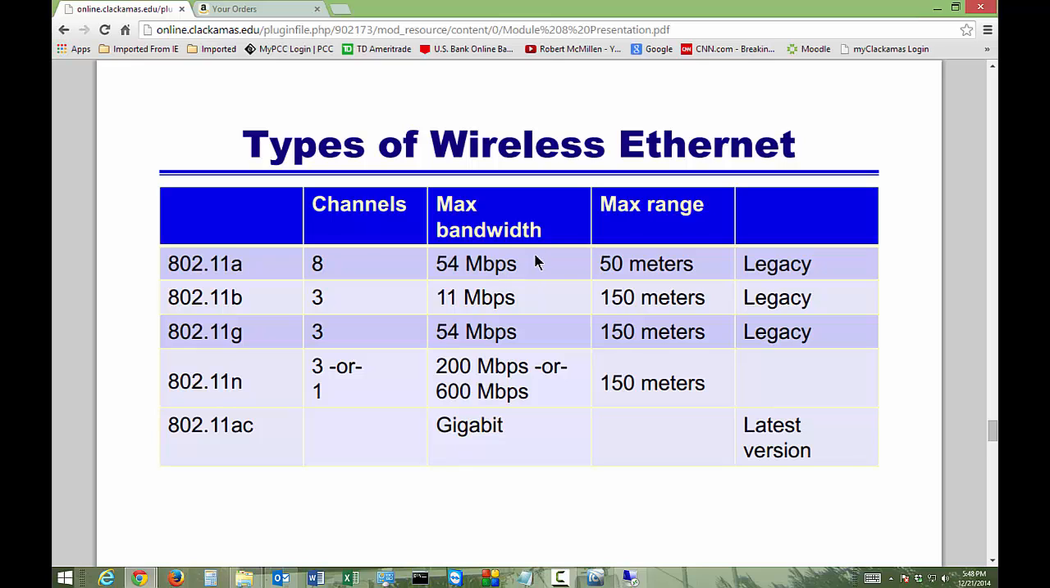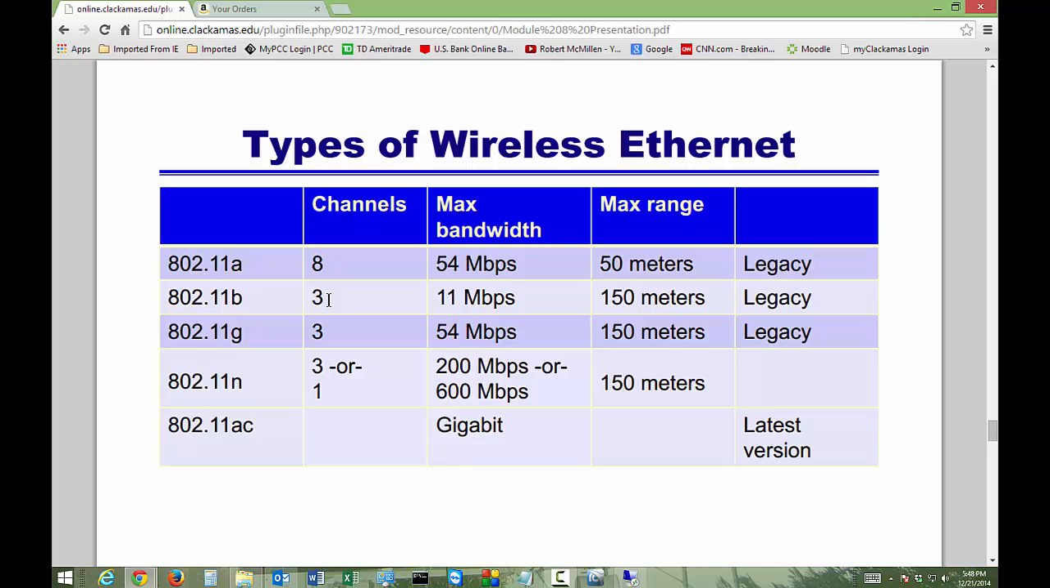You may be wondering, why is A faster than B? And that's because this is the second iteration of A. The original A was only 2 megabits. And now they came back out with a new A, which is 54, so it's much faster. The range is fairly short. It's only 50 meters. So if we go down to B, B is one that's rarely used anymore.